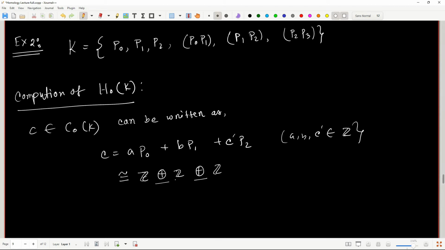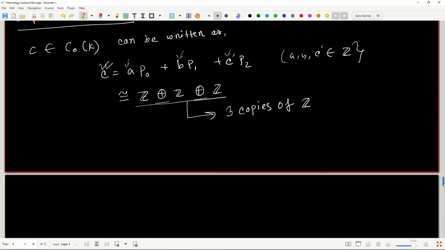What does this direct sum mean? It just means that we have three Z's over here that are related to each other by a direct sum. This just means 3 copies of Z. That means to represent this element c, you need 3 copies of Z. That's what it means, because you can regard a, b, and c prime, all these guys, as some bases, and they belong to Z. So you need 3 copies of them. Okay.